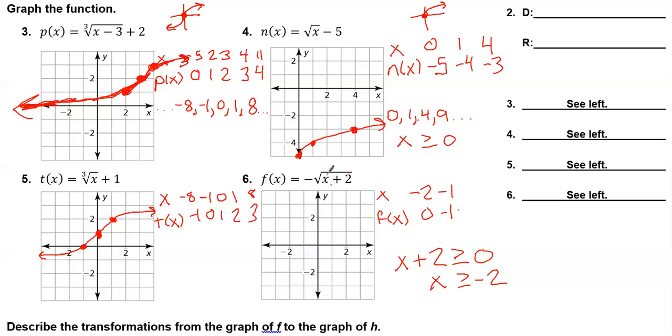Then 4. What can x be? So x plus 2 is 4. It's 2. 2 plus 2 is 4. Square root of 4 is 2. And then it's going to be negative. And that's actually enough points to graph this. So negative 2, 0, negative 1, negative 1, and then 2, negative 2. And you can see we get this kind of half parabola shape.